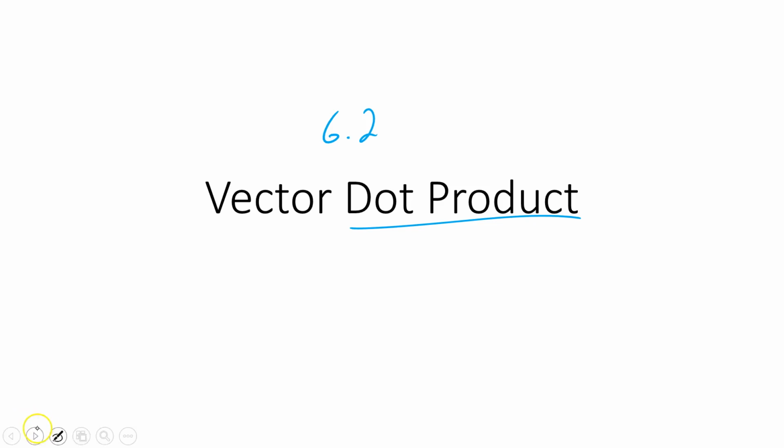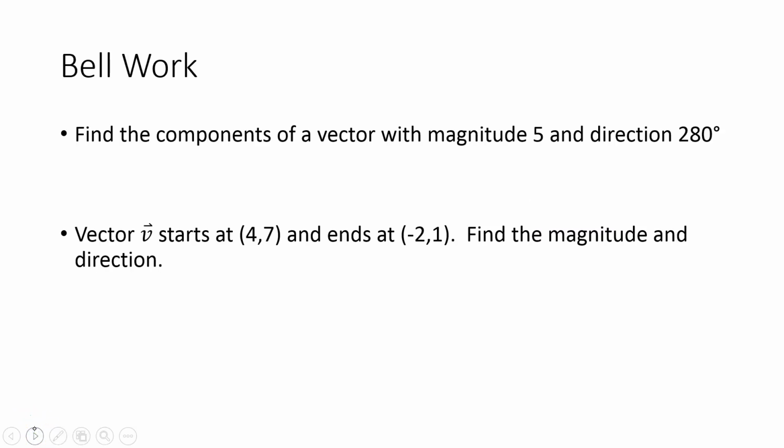So we're going to start with some bell work, stuff that we learned in the last section. First thing I want you to do is find the components of a vector with magnitude 5 and direction 280 degrees. I'd suggest drawing a picture of that. And then vector v starts at (4, 7) and ends at (-2, 1). Find that magnitude and direction. If you want to pause the video and try the bell work, feel free, and then we'll do it together.